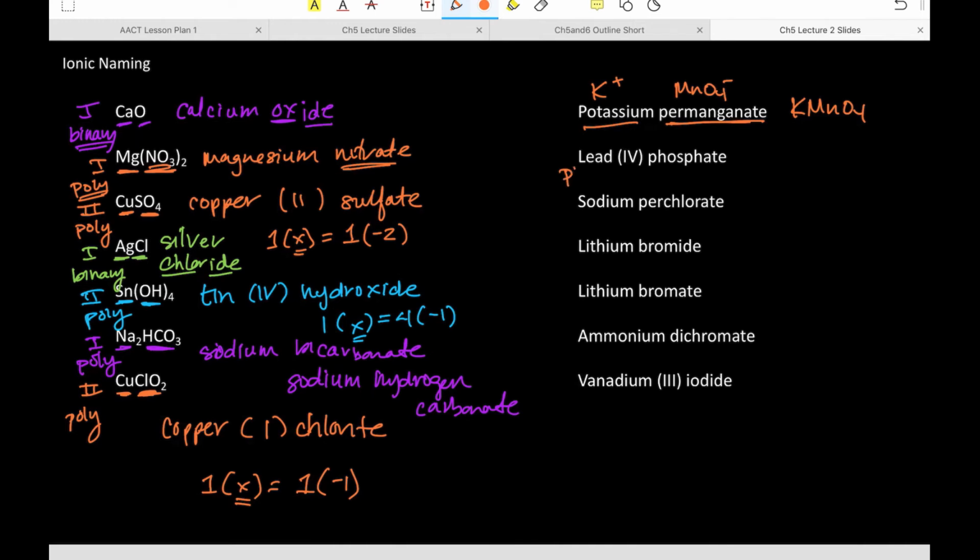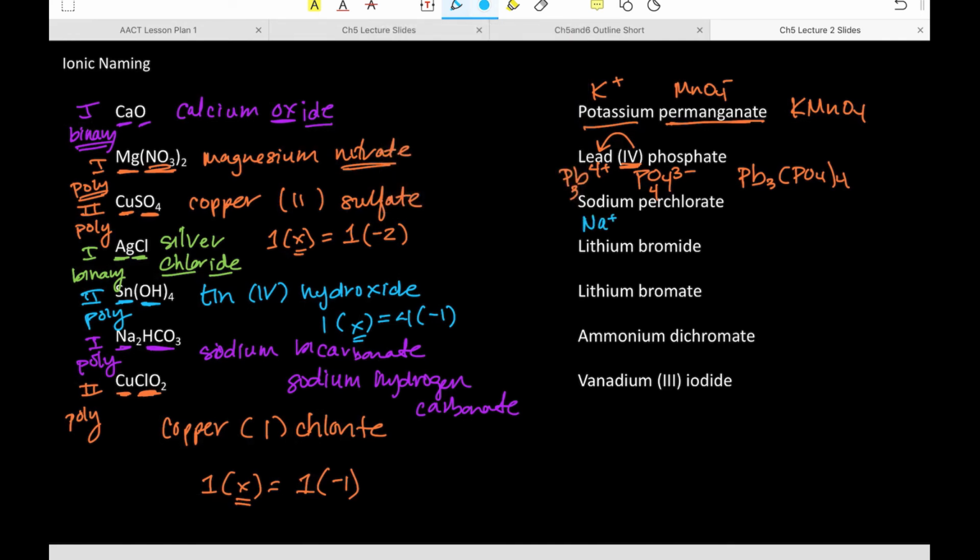Lead 4 phosphate. So lead is Pb, right, with a charge of 4. For all of your type 2s, these are actually easier, right? Because I'm telling you lead 4 phosphate, which is PO4, 3 minus, right? What is the lowest common multiple between 4 and 3? Right, 12, which means I need 3 of these and I need 4 of these. So I'm going to say Pb3(PO4)4. Yes? All right, next up, we have some sodium perchlorate, right?